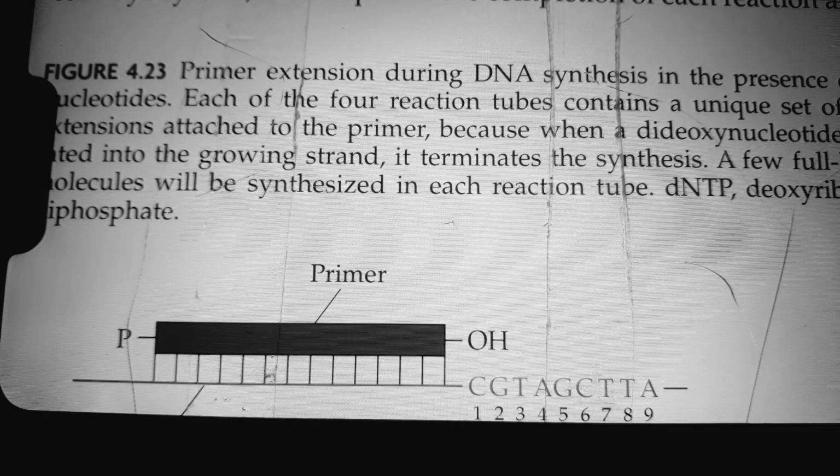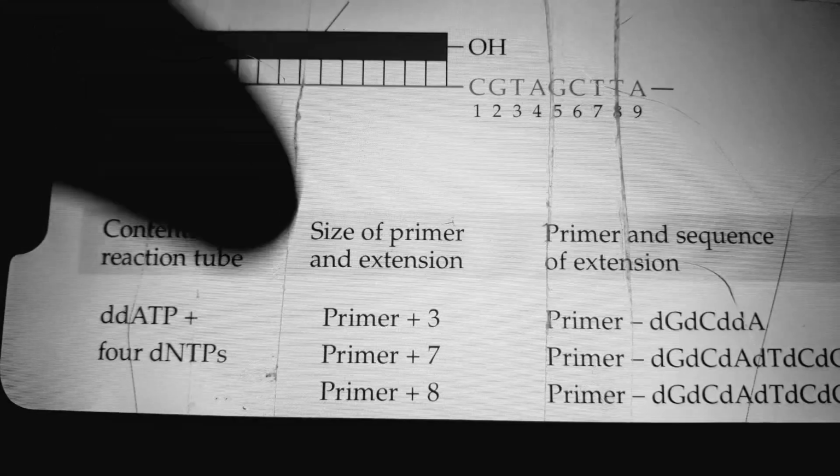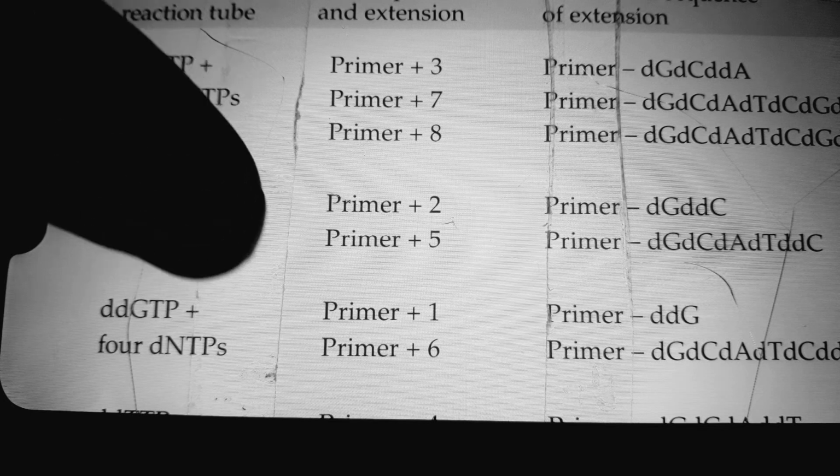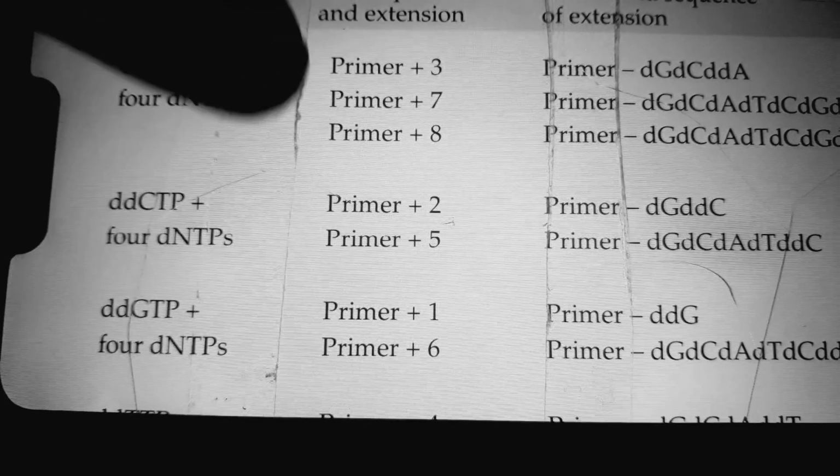In primer extension during DNA synthesis in the presence of dideoxynucleotides, each of the 4 reaction tubes contains a unique set of nucleotide extensions attached to the primer, because when a dideoxynucleotide is incorporated into the growing strand, it terminates the synthesis. A few full-length DNA molecules will be synthesized in each reaction tube. ddNTP, dideoxyribonucleoside triphosphate. And this is the contents of each tube: the primer and extension products.